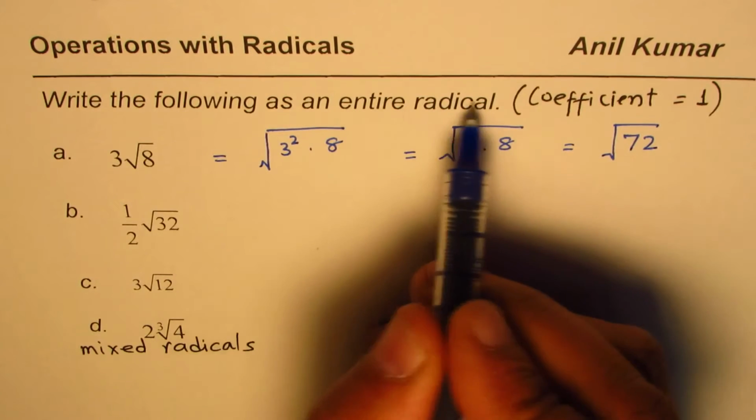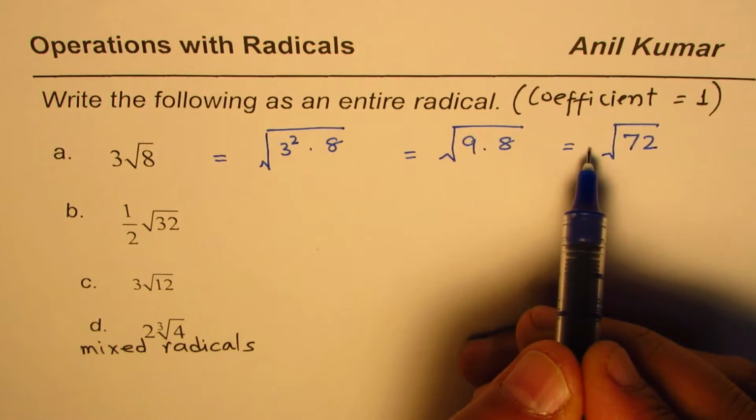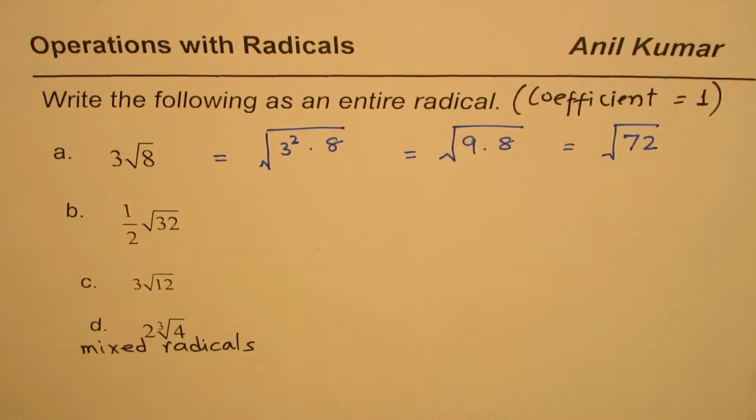And this is called entire radical, as the coefficient here is 1. So I hope the concept is clear. You can actually pause the video, answer the rest of the questions, and then look into my suggestions.